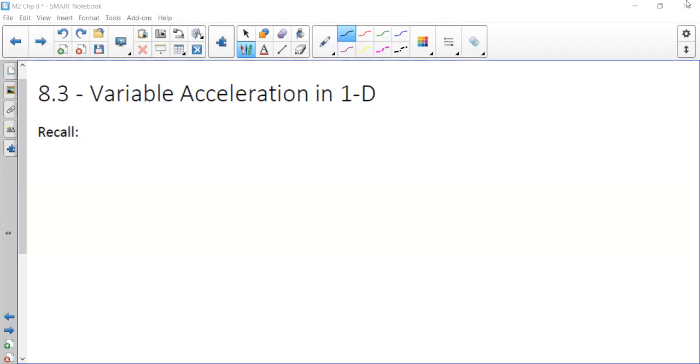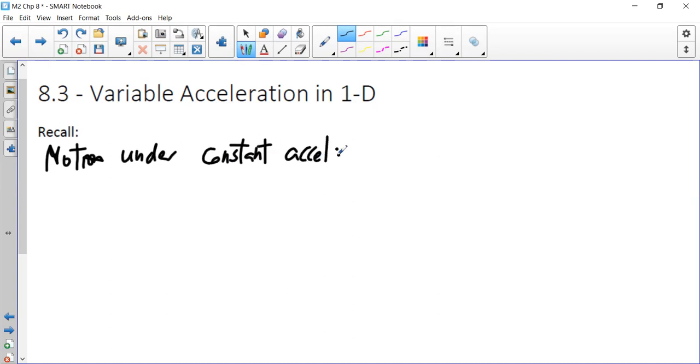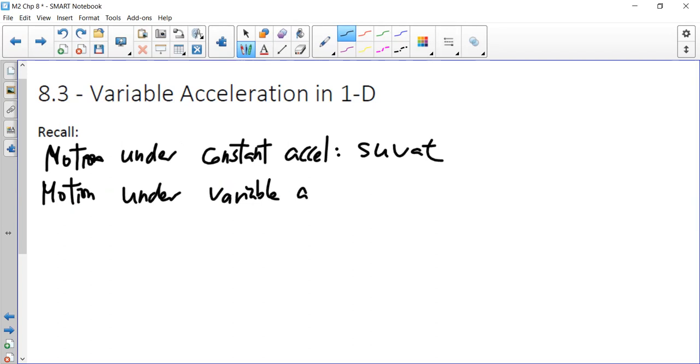Right, so this lesson about 8.3 mechanics, we look at variable acceleration in one dimension. So let's do a quick recall. First of all, if the motion is under constant acceleration, we use SUVAT, or RUVAT if it's a vector, in two dimensions. But if the motion is under variable acceleration, it's given as an expression, then we use differentiation or integration. A short term will be calculus, which essentially means differentiation or integration.